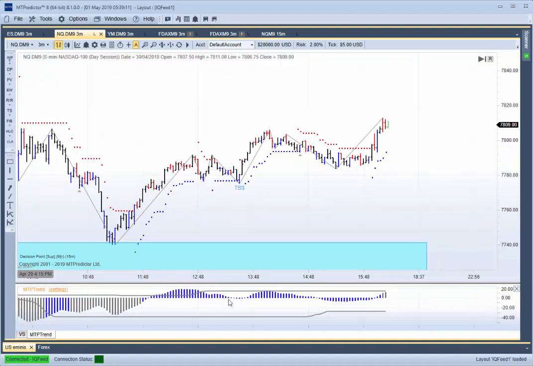That coincided with our MTP trend turning blue. Everything was coming together to tell you that the market trend was up, and therefore this TS3 buy setup was a good one to take.